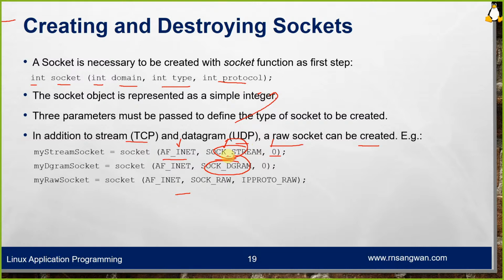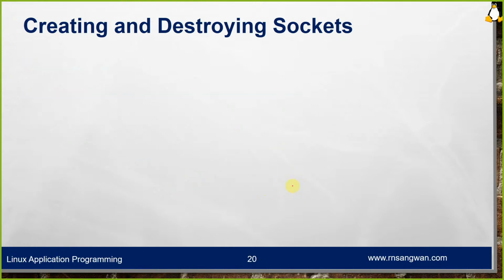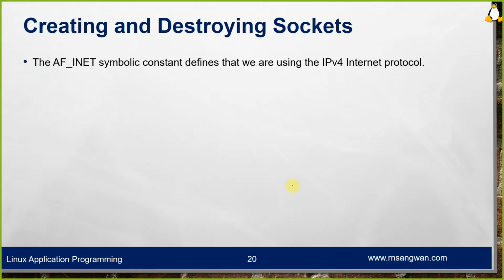A raw socket can be created by specifying the raw socket type, and you don't specify the third argument here; you define that it is raw, so the IP protocol is raw. We are not using datagram or UDP, we are creating a raw socket. Now these are the three functions. We'll understand the details one by one.